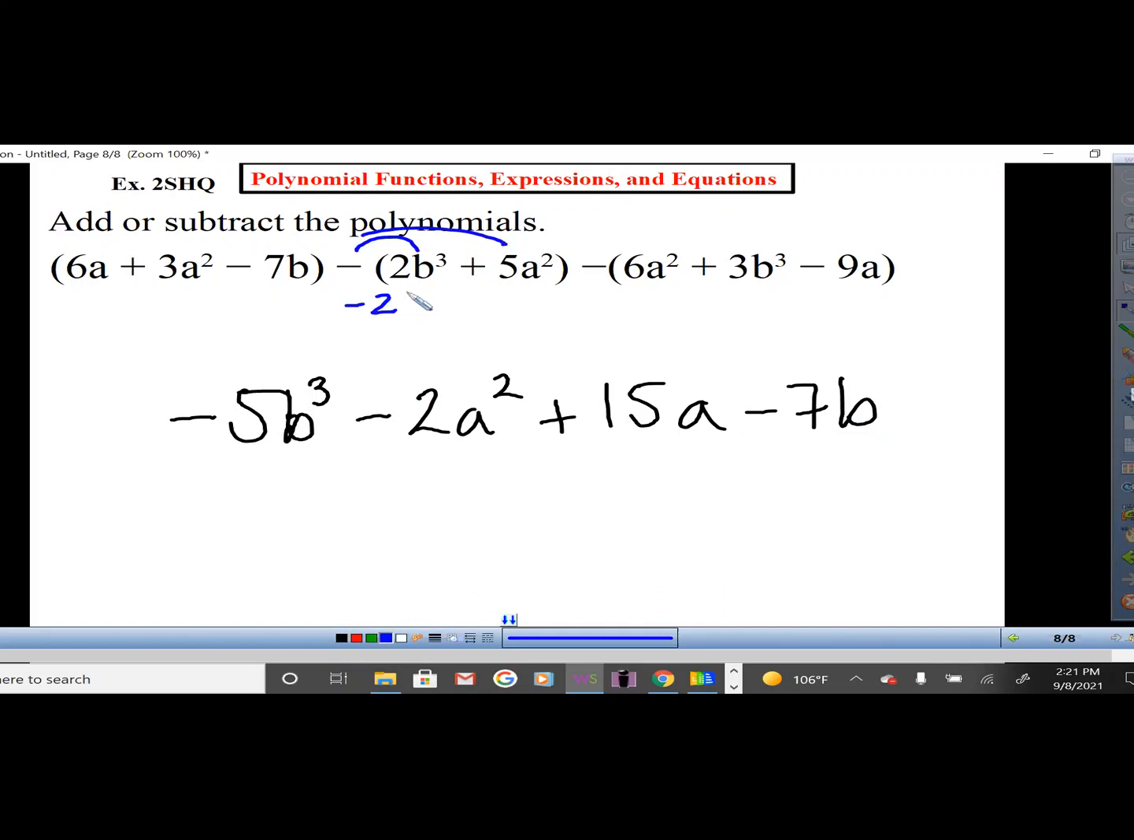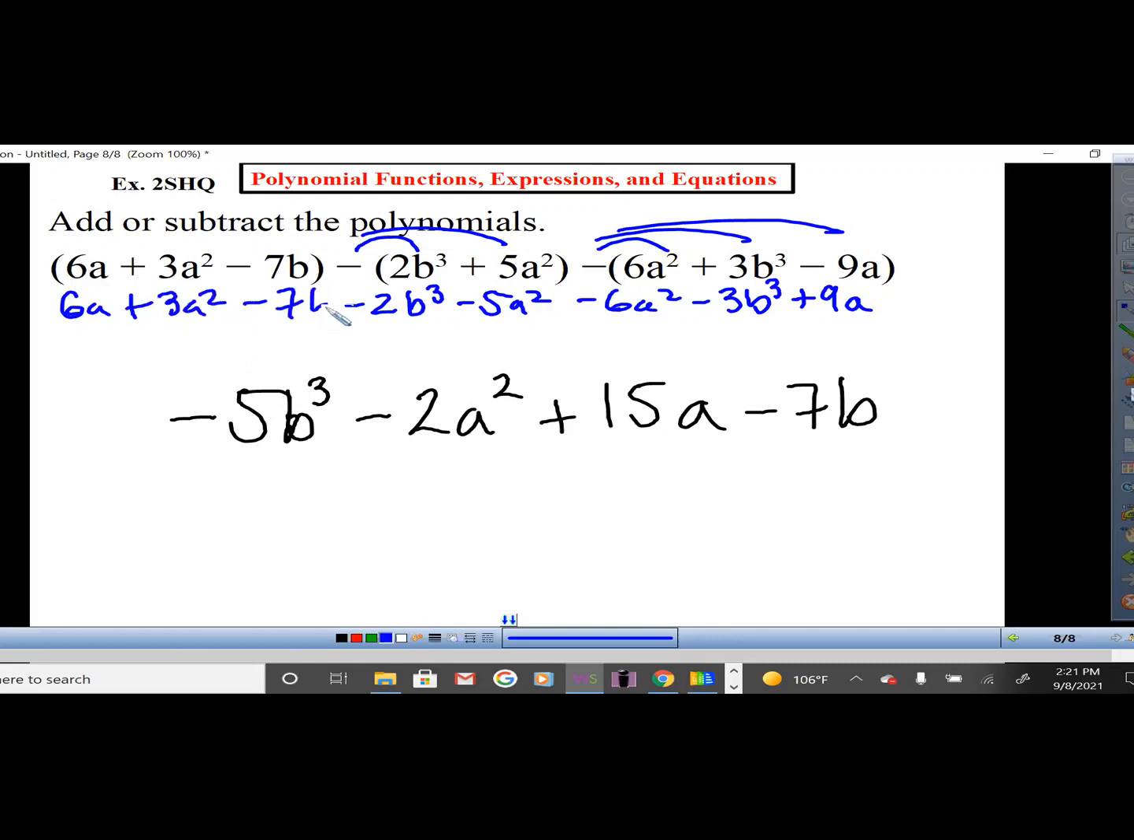Distribute, we end up with negative 2b cubed minus 5a squared. Distribute, negative 6a squared minus 3b cubed plus 9a. Bring down the 6a plus 3a squared minus 7b.